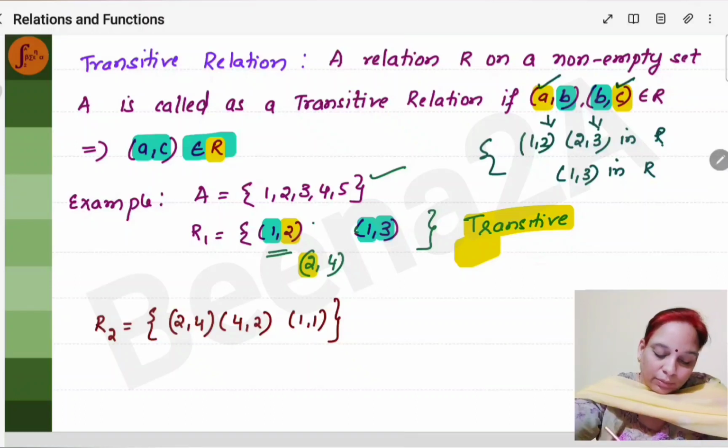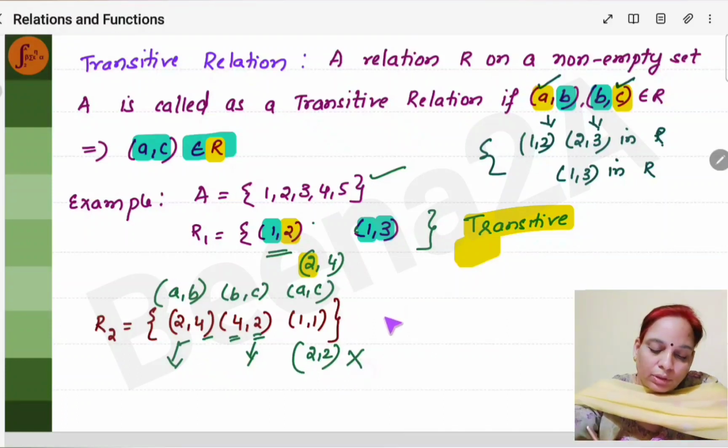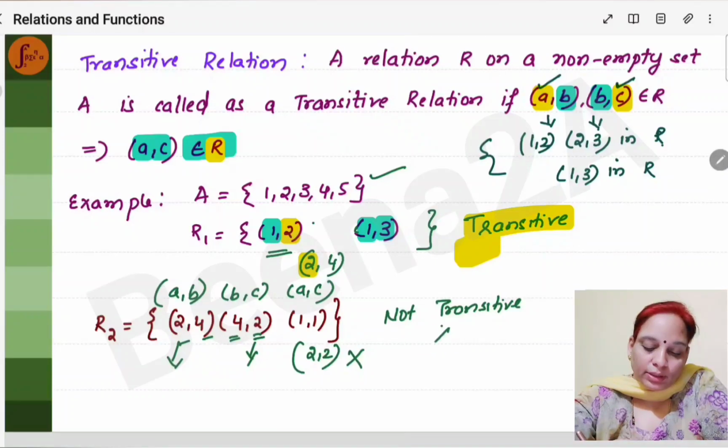Let's take another example. So here you have 2 comma 4, you have 4 comma 2. Now you have both. If you take this as (a, b) and (b, c), then you should have (a, c). That is, this is a and this is c, the first and the fourth element. So we should have 2 comma 2. Do we have 2 comma 2 here? No, we don't have 2 comma 2. So this is not transitive.